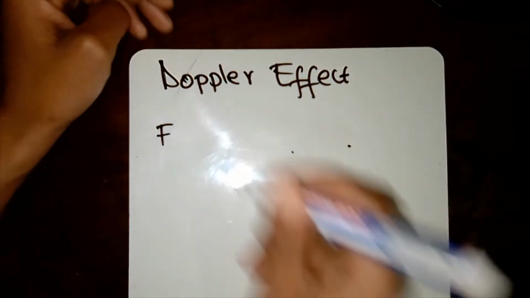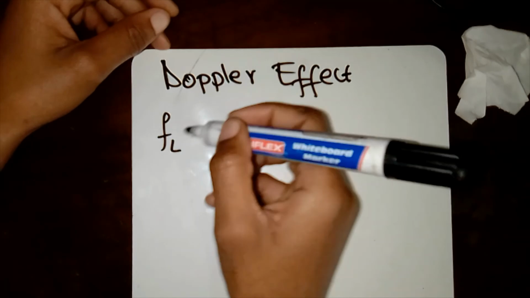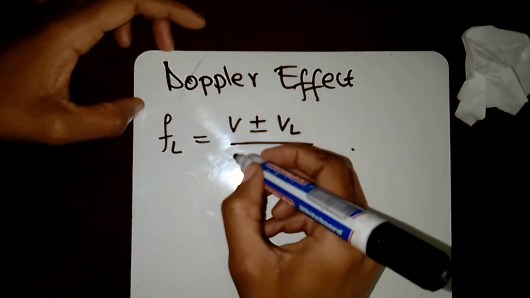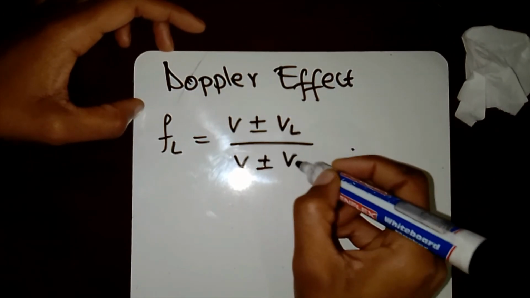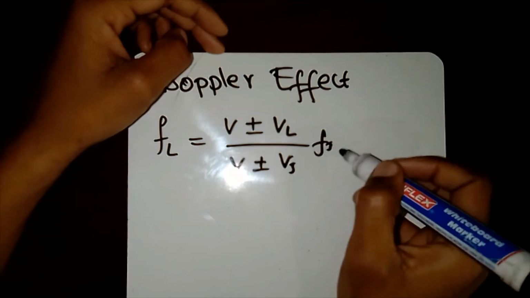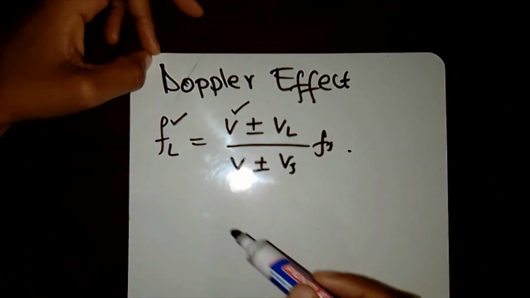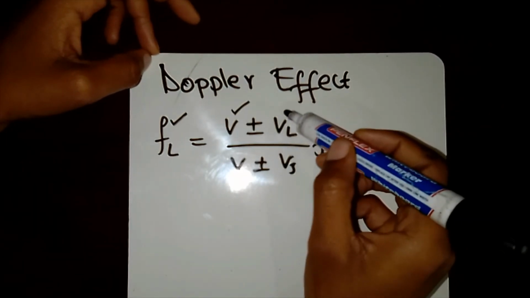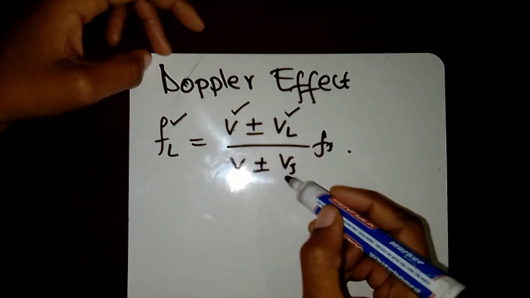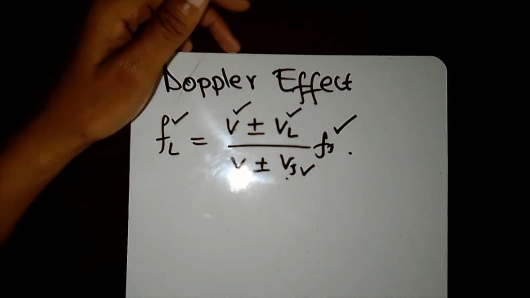Normally this is the formula that you were introduced to in class. In terms of the Doppler effect, it says that FL equals V plus or minus VL, all of it divided by V plus or minus VS, multiplied by FS. Let us try to define what each of these means. This is the frequency of the listener, this is the speed of sound, this is the speed of the listener, and this is the speed of sound again, we already defined it. This is the speed of the source, and this is the frequency of the source.